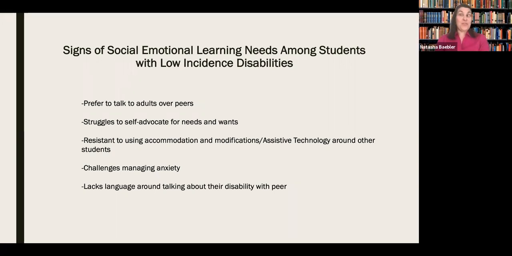Yeah. So the next one is resistant to using accommodations, modifications, assistive technology around others, period. Yes, so true. A lot of the time we have seen, both in our work and in my real world experiences as an individual living with multiple impairments, that my friends and my students and my learners and their parents are all more likely to use a piece of technology that also functions as assistive technology if it looks like what other people are using.